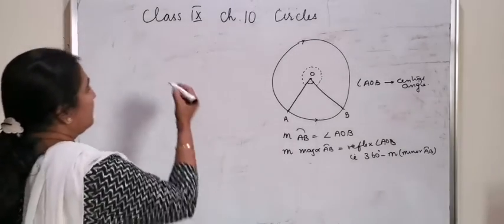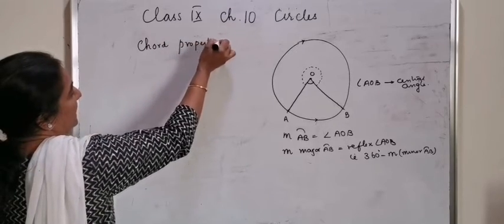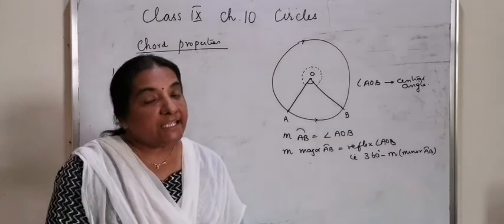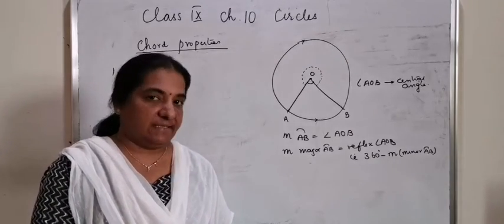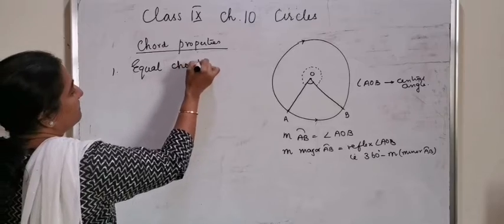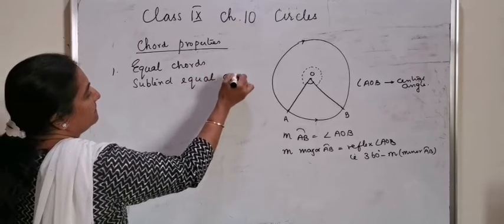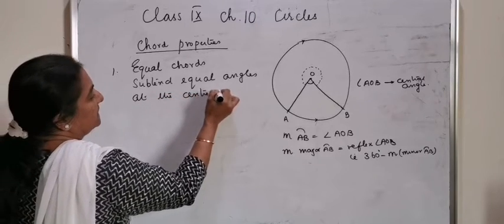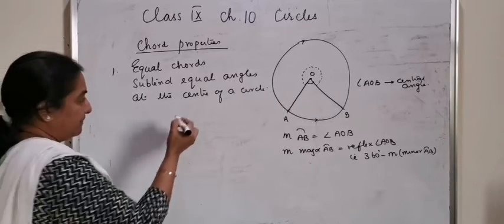In this lesson, there are certain chord properties, and the first property on chords is: equal chords subtend equal angles at the center of a circle. What do you mean by this property?